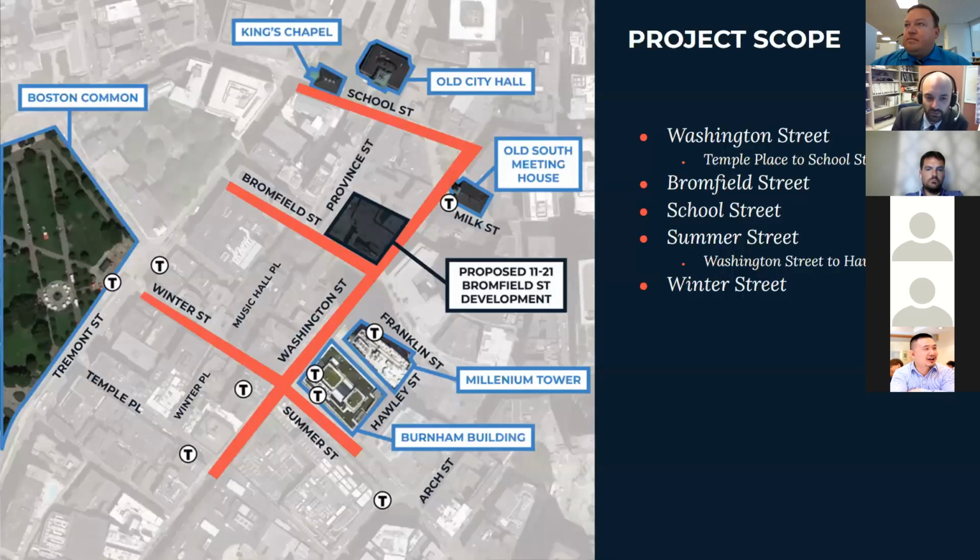So, saying a little bit about the project scope in terms of the streets that make up this project: Washington Street from Temple Place to School Street. I should just mention most of the streets that are here are part of the existing pedestrian zone, with the exception of School Street and a portion of Bromfield Street. But as I said, Washington Street, Winter Street and Summer Street, Bromfield Street and School Street are the streets that make up the scope of this project. So we will be looking to make improvements to all of these key downtown streets.